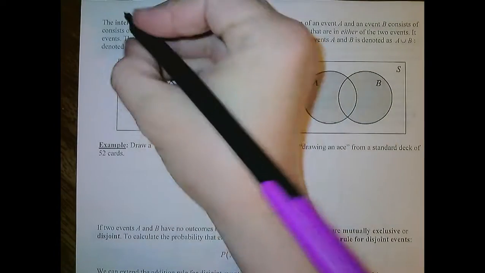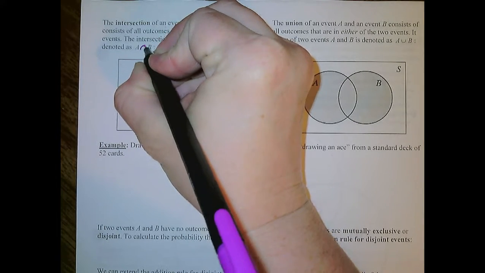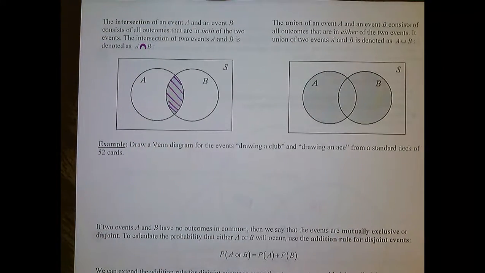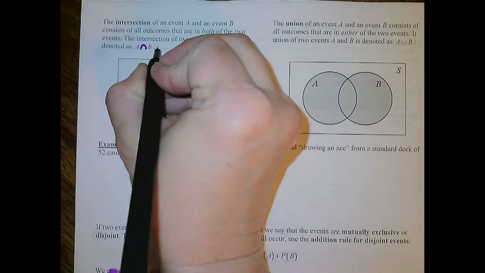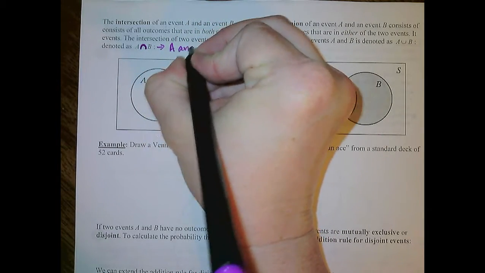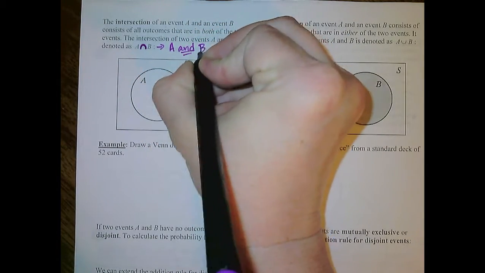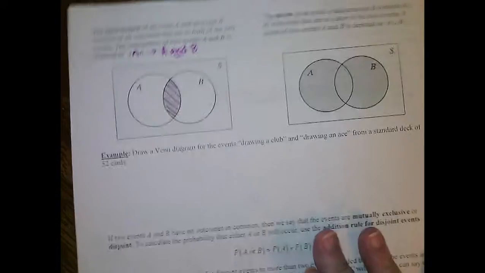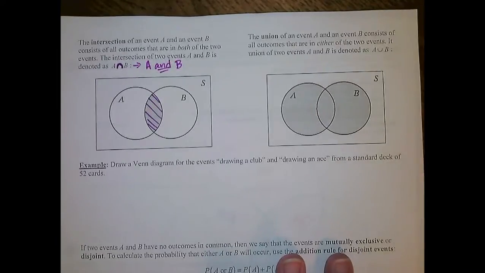And we use this symbol here, it kind of looks like an upside down U, to represent the idea of intersection. You can think of intersection as being an AND event. So this is saying things that are in A and in B. So to be in the intersection, it would have to be in both of the events.